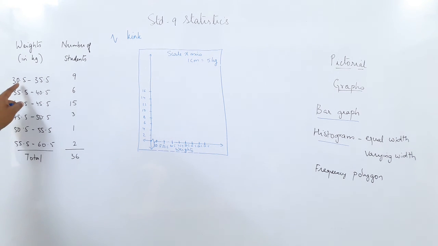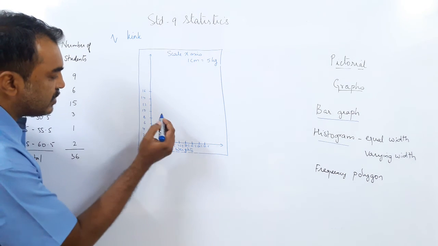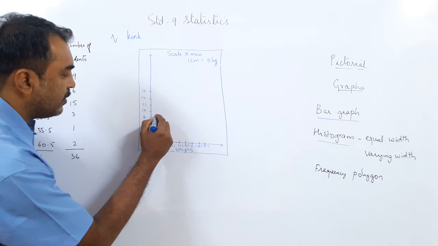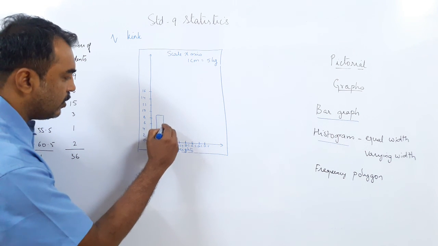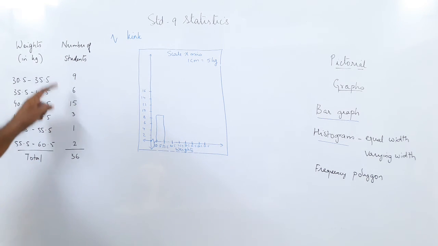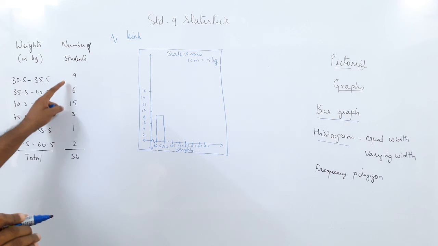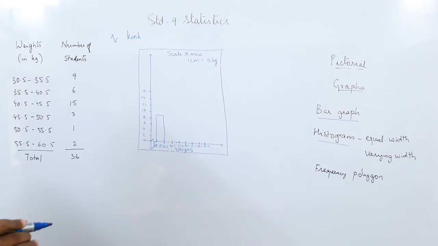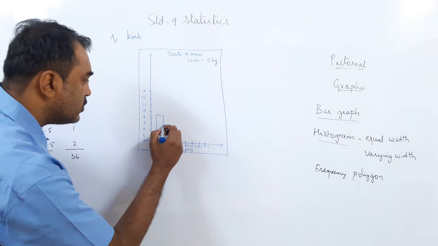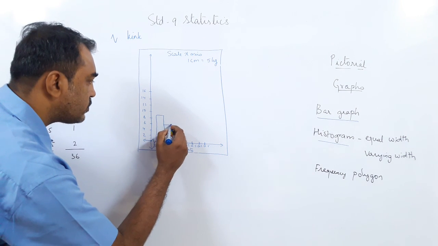Now we start. From 30.5 to 35.5, there are 9. So where is 9? This is 8 and this is 10. So exactly in between 8 and 10, we'll have the 9. So this class is 30.5 to 35.5, which has 9. Always use a scale. Do not do it with your hand. Okay? Then we have 6. From 35.5 to 40.5, we have 6. So this is 6.